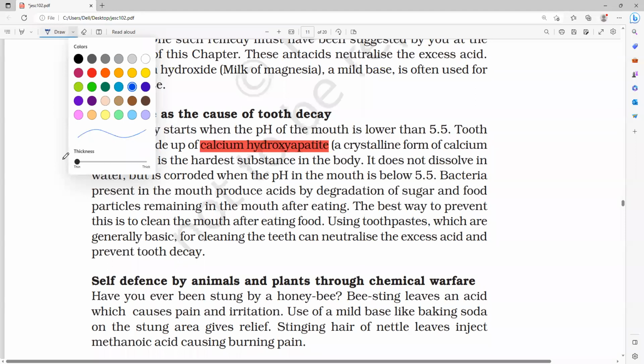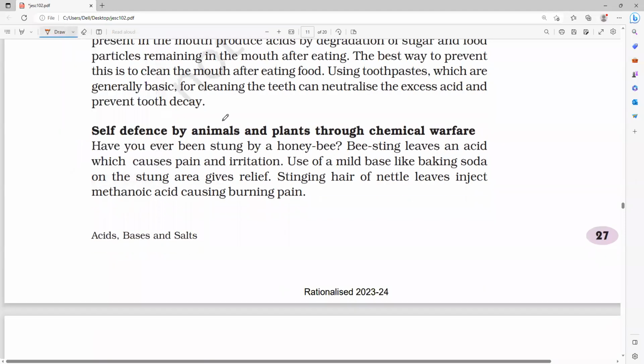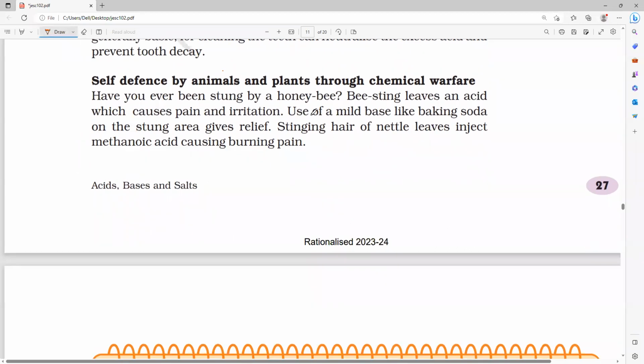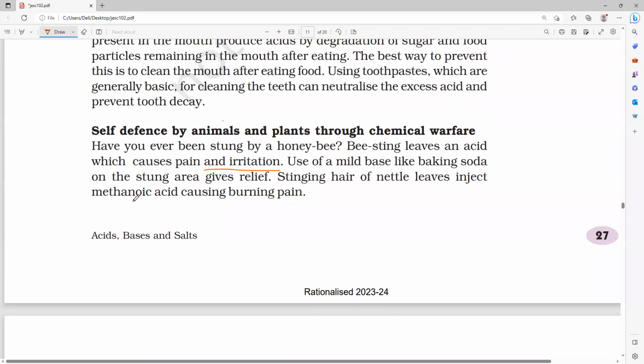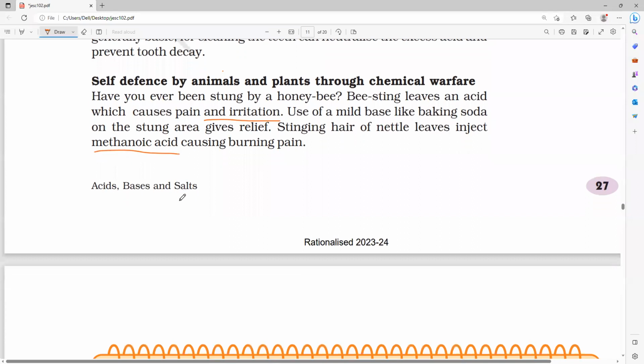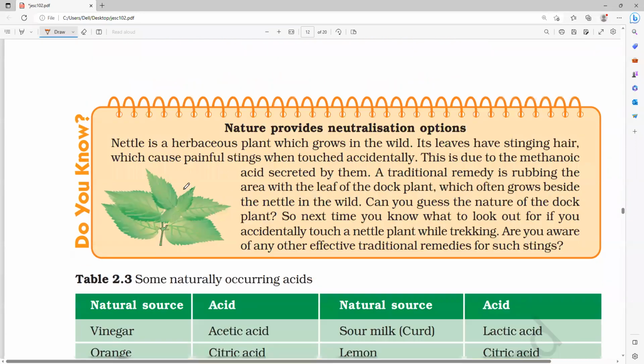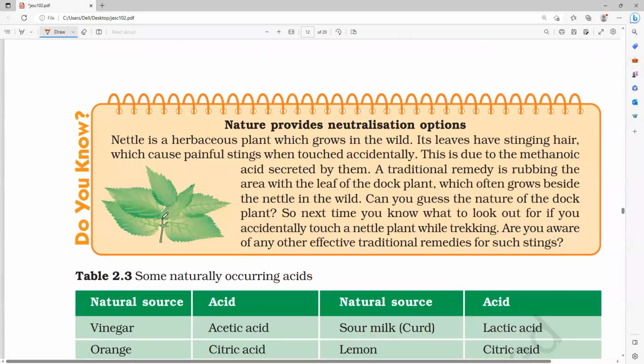So the last thing also we finished. Of course, today you can read. Bee stings leave an acid which causes pain and irritation. So that is all, everything is okay. They mentioned here the stinging hair of nettle leaves, and what acid do they inject? Nettle plant, methanoic acid. So this is basically the nettle plant.